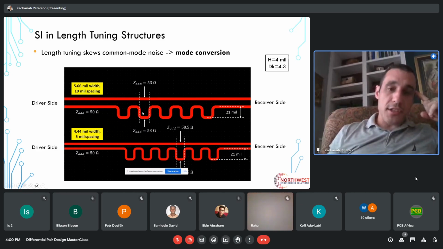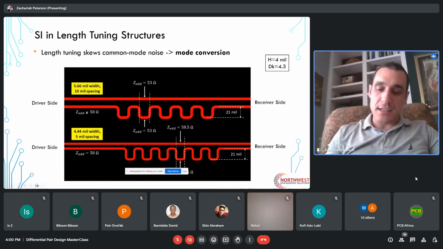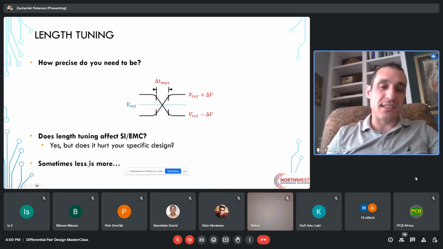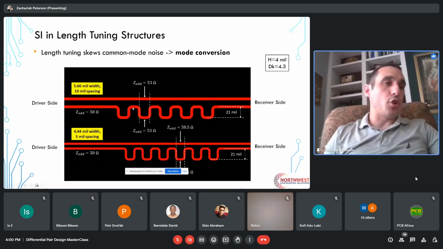So the first thing that you get with length tuning structures is you do get some reflection. And the frequencies where you get the reflection become smaller when these length tuning sections are larger. And so that's why I say sometimes less is more when it comes to length tuning. If you can apply length tuning sections so that they are shorter, that will push the reflection that you expect to see up to higher frequencies.